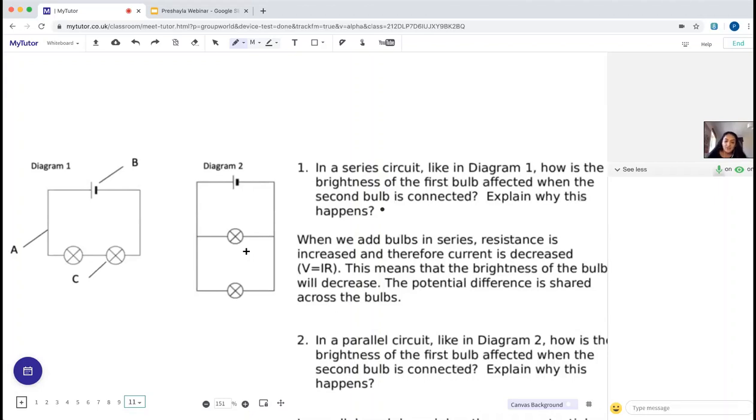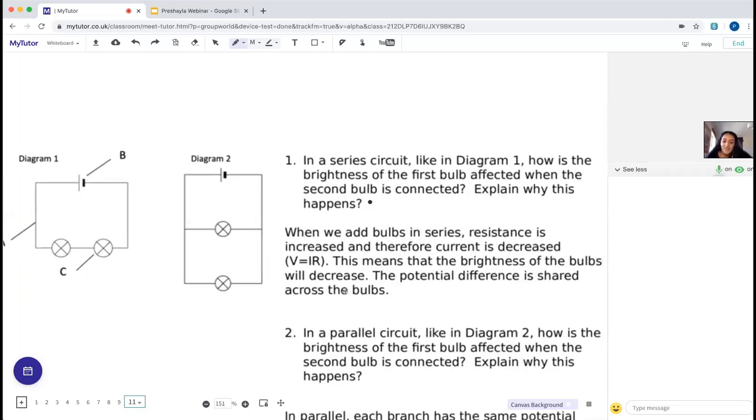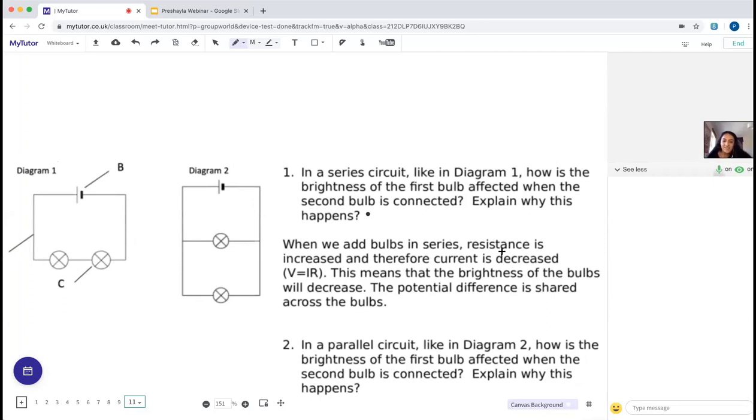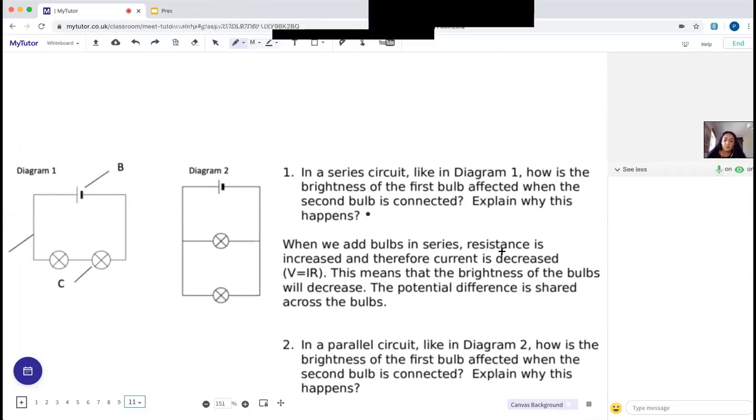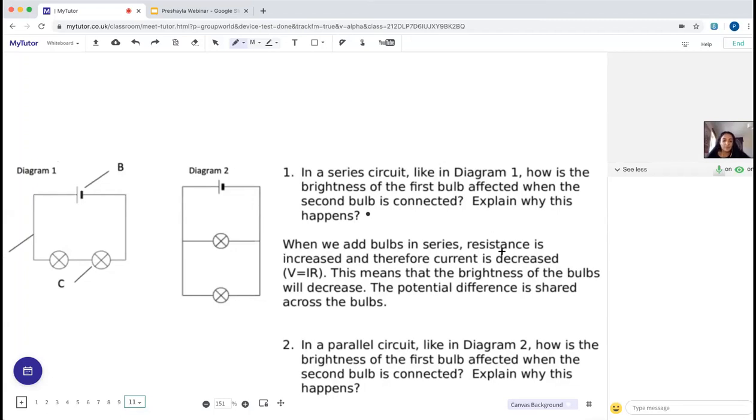Now look to diagram 2. In a parallel circuit, like in diagram 2, how is the brightness of the first bulb affected when the second bulb is connected? And why does this happen? I'll give you a minute to have a think about that question. What would happen to the brightness of the first bulb when we add in a second bulb?